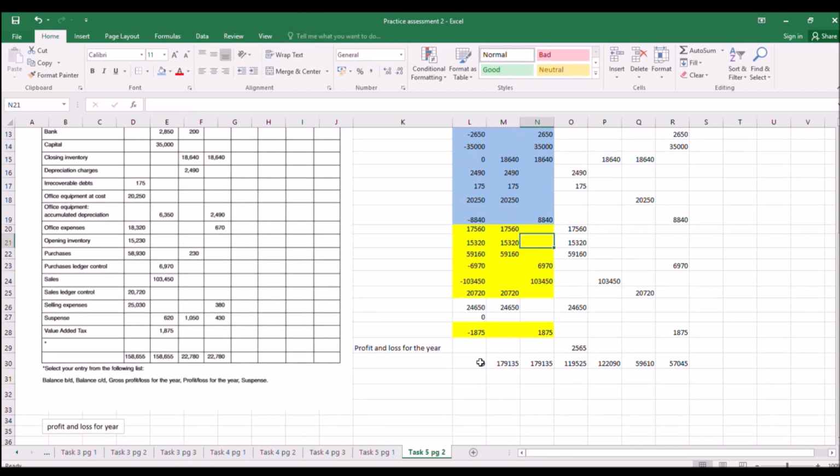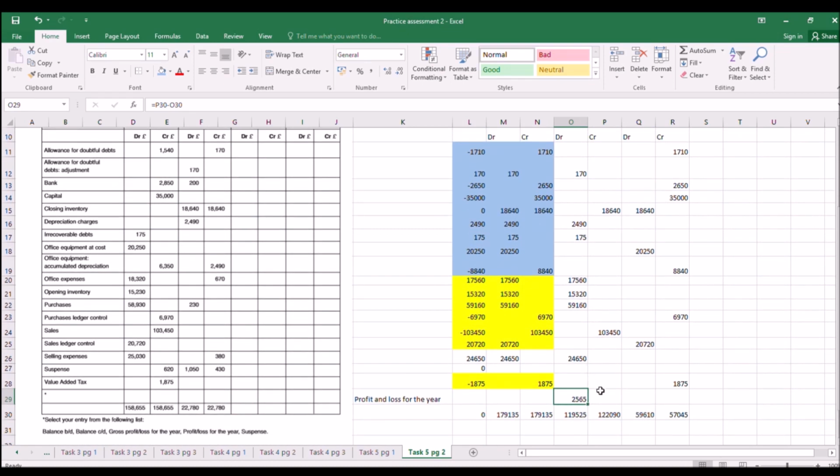Does that fix it for us? Yes, that's given us a 0 there. Balance our balance sheet there. So now we've got this right here. There's our profit and loss for the year. So it's a profit for the year because our credits are greater than our debits here. So we're going to go debit there and we're going to credit here in the statement of financial position.